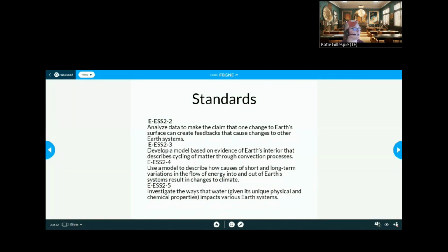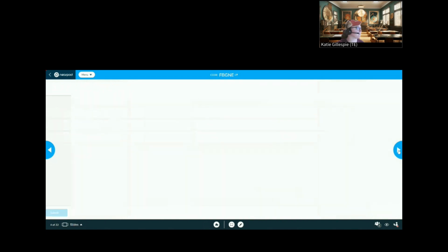And then 2-4, a model to describe how causes of short and long-term variations of energy flowing into Earth systems create change in climate. That's going to be important as we move into weather. And then investigate the ways water, given its unique physical and chemical properties, impacts various Earth systems. So we're really talking about the interaction between the hydrosphere, which is water, which you should have learned in your lesson from the start of the week, and also our atmosphere, which is the air and the spheres that are above Earth's surface. So the interaction between the hydrosphere and the atmosphere is incredibly important as we move further into weather.